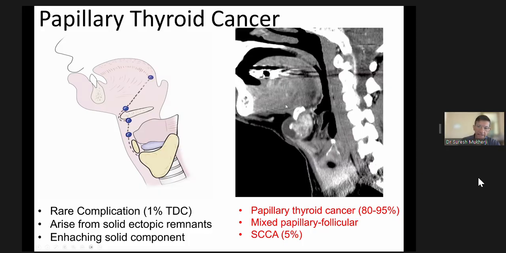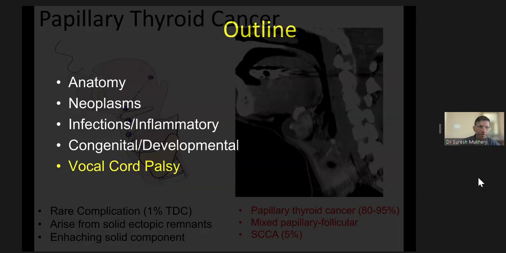Oftentimes, these are incidentally seen when these tumors are reviewed by the pathologist, but if you are doing a CT scan and you notice a solid enhancing component, please point that out on your report, because then the surgeon has to be aware and they want to make sure they can get all of that thyroglossal duct cyst. They always try to get it anyway. But if you do see something like this, please point that out.